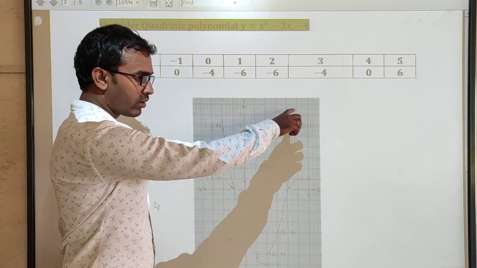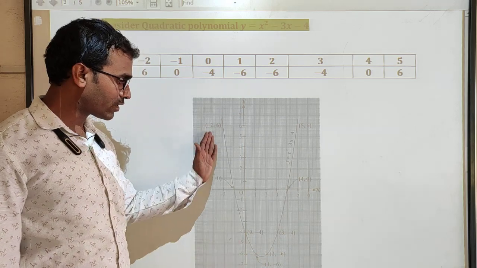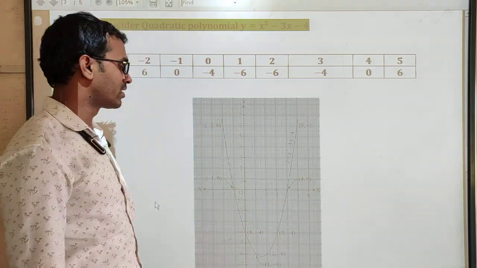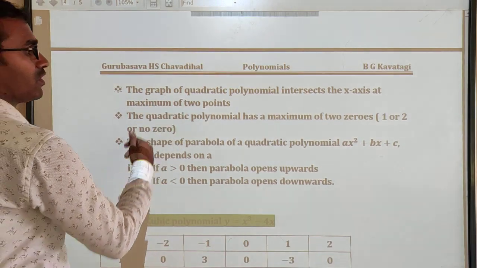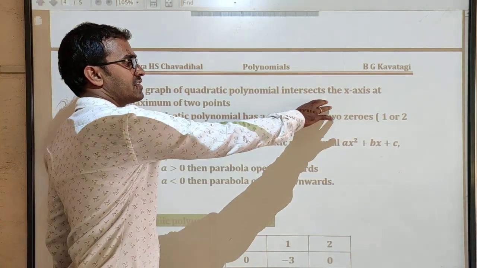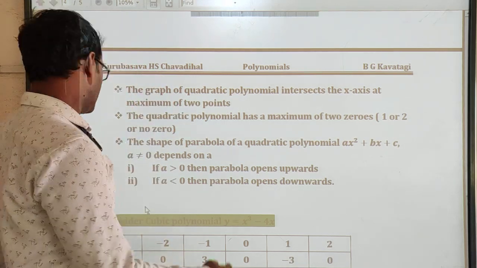and mark all the points. We get a curve like a parabola. Right? Next, the graph of a quadratic polynomial intersects the x-axis at a maximum of 2 points.